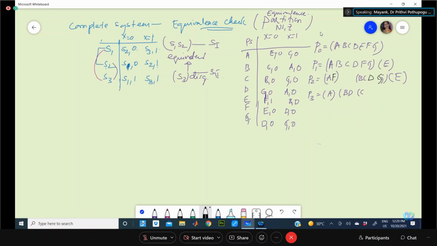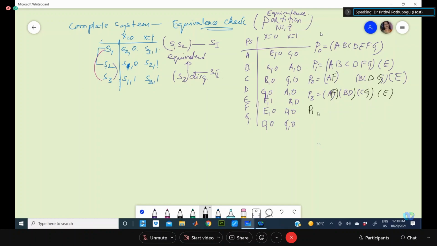B and G goes to CD. CD is in the same pair. Okay. Next. CG goes to G. C and G are one pair. That means you can say they are an equivalent group: AF, ED, CG, and E.